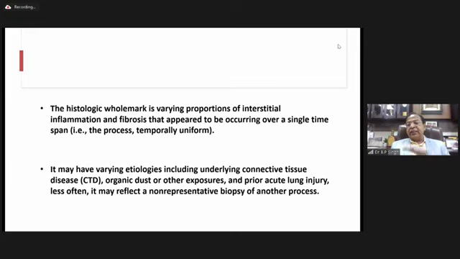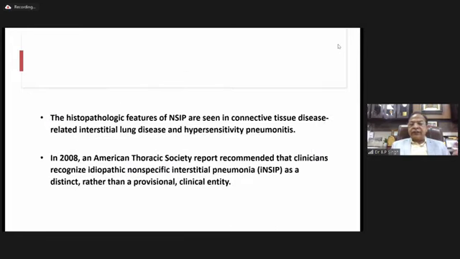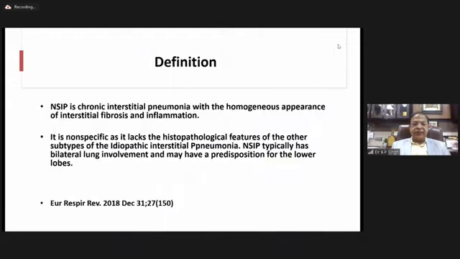You might be seeing a different predominant pathology, while in the biopsy you get NSIP as a finding. The histopathologic features of NSIP are seen in connective tissue disease-related ILD, and in hypersensitivity pneumonitis also at times. In 2008, the ATS report recommended that clinicians recognize idiopathic non-specific interstitial pneumonia as a distinct rather than a provisional clinical entity. So it was framed as NSIP by the ATS in 2008, not a very old disease to identify.